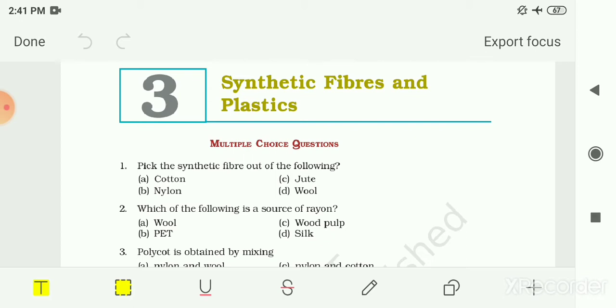So in the chapter we had seen that synthetic fibers and plastics, like natural fibers, are made of very large units called polymers, and polymers are made up of many smaller units. Then we had seen that while natural fibers are obtained from plants and animals, synthetic fibers are obtained by the chemical processing of petrochemicals. Like natural fibers, these fibers can also be woven into fabrics.